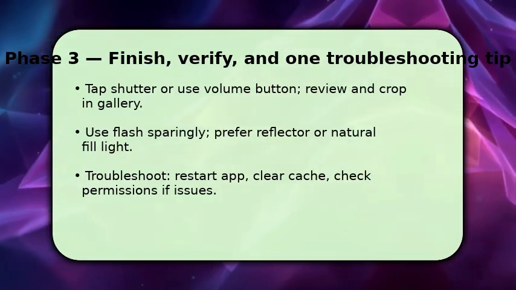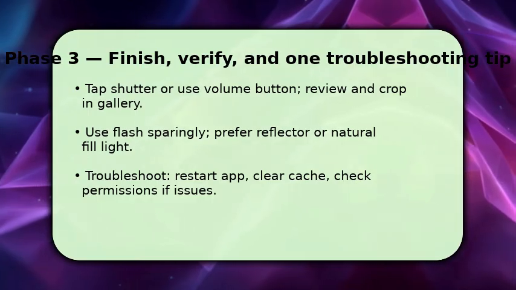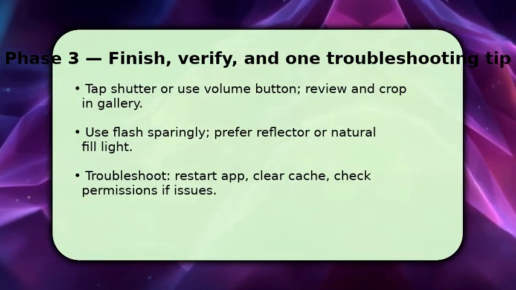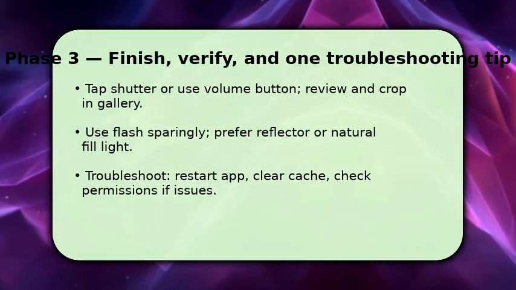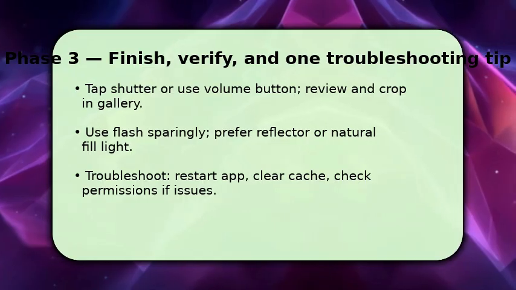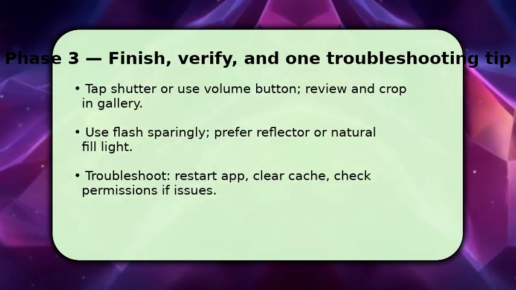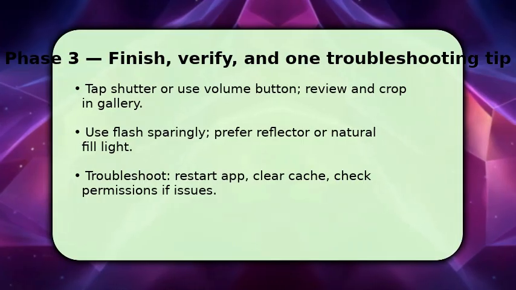If the app flickers, won't save, or shows black frames, restart the app, clear its cache, and verify permissions. If problems persist, reboot the phone. This final sequence gets you polished photos and a clear fix if things go wrong.